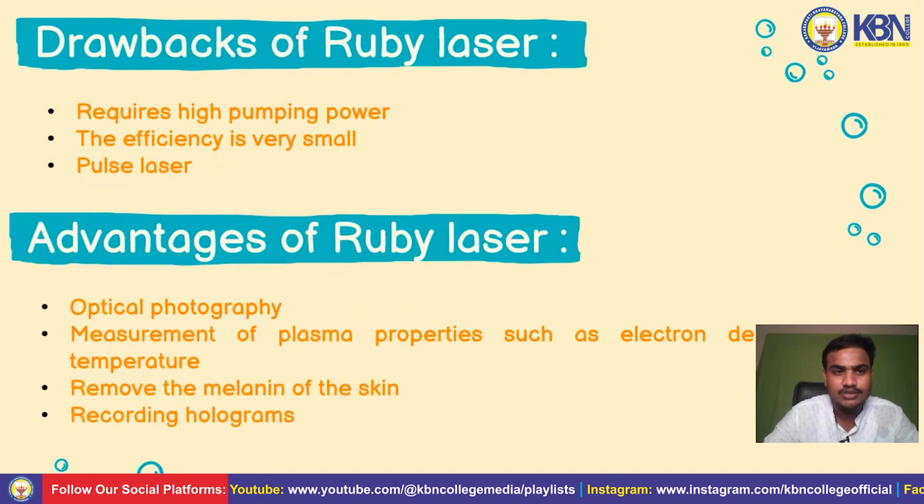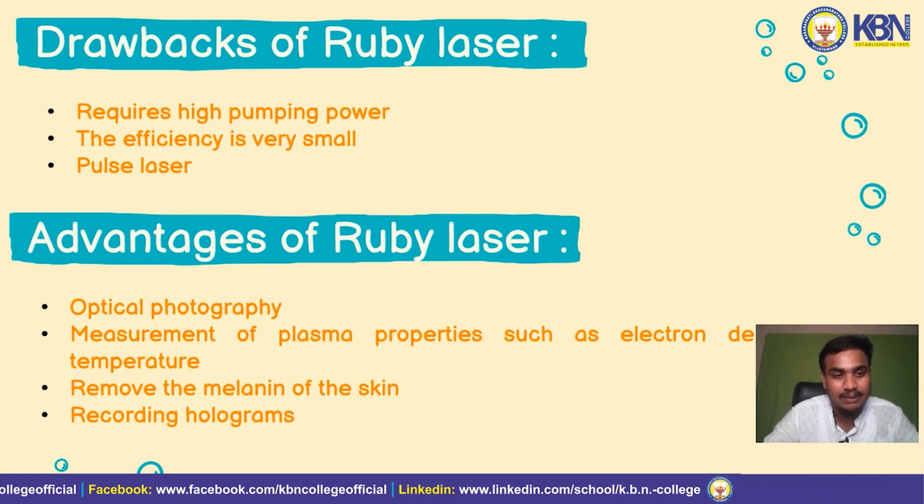Now coming to the drawbacks. The Ruby laser requires a high pumping power, and the efficiency of the Ruby laser is very small compared to other lasers. And as I said, the main drawback is that it is a pulsed laser. A pulsed beam is released.